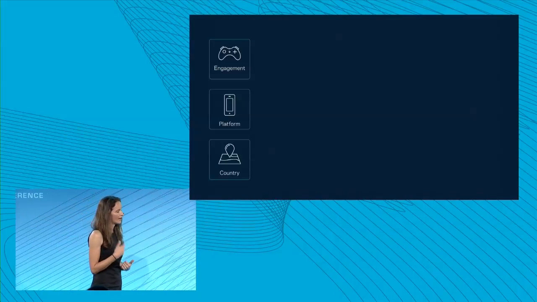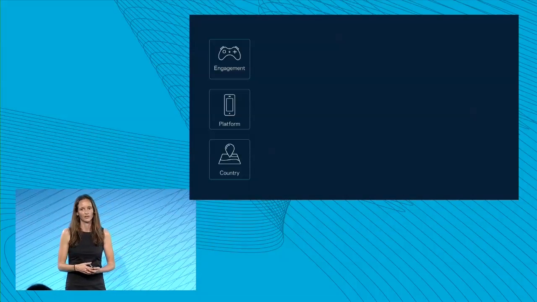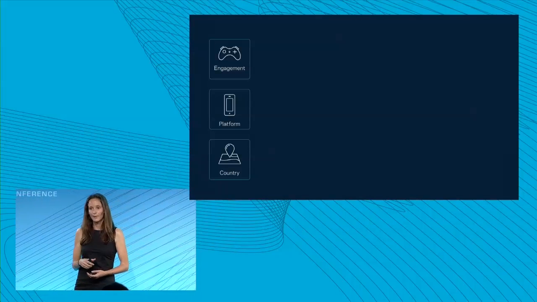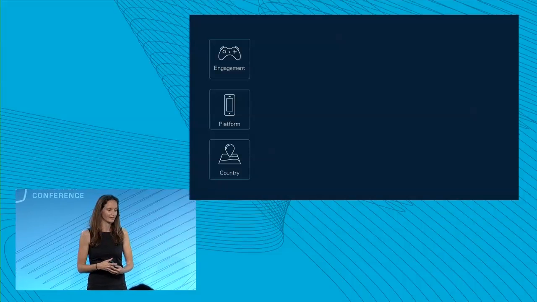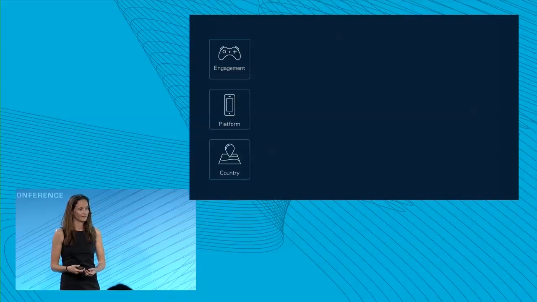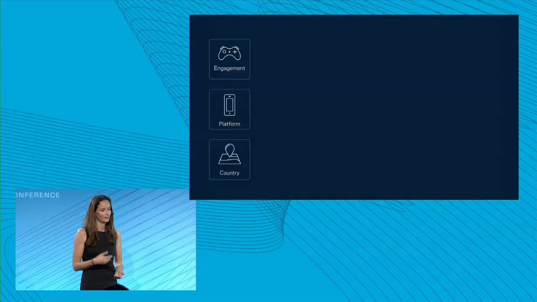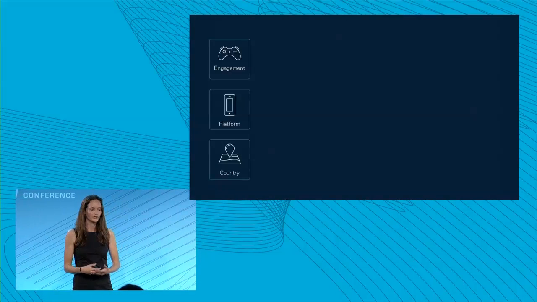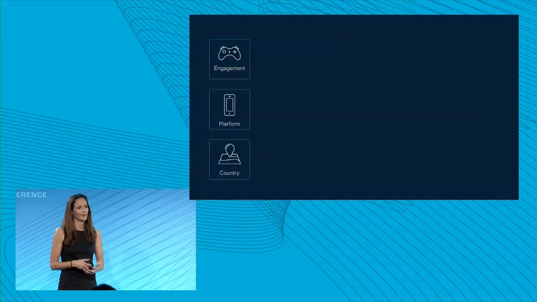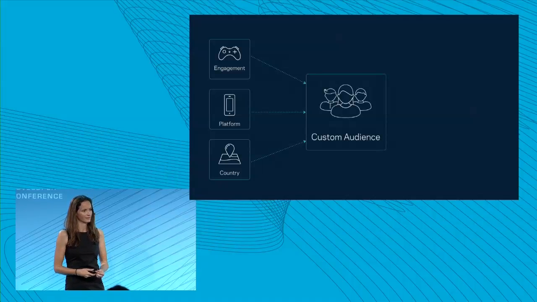You can upload IDFAs and Android IDs and Facebook IDs and email addresses and telephone numbers, or you can automate the creation of custom audiences via app events, which is a product I'm going to talk about in a few minutes. Once you have the data, you need to segment it by engagement. I recommend segmenting by top payers, all payers, most frequent payers, as well as most engaged players. You want to also segment that data by platform and by country. From there, you've created a custom audience.